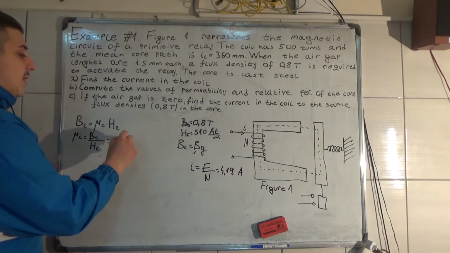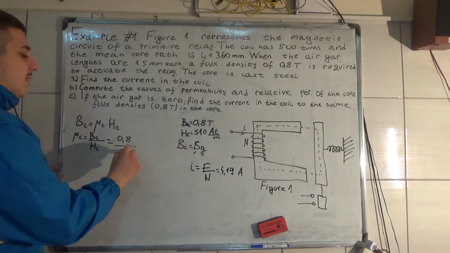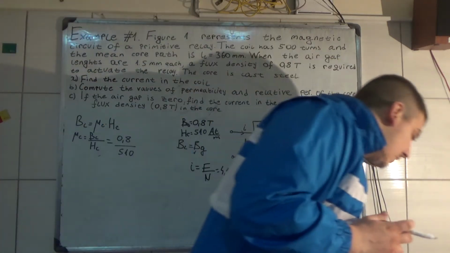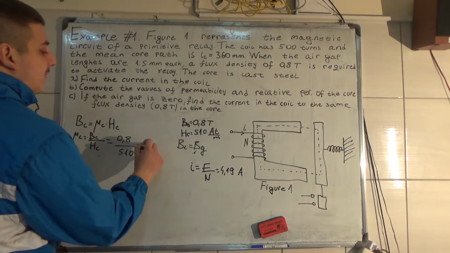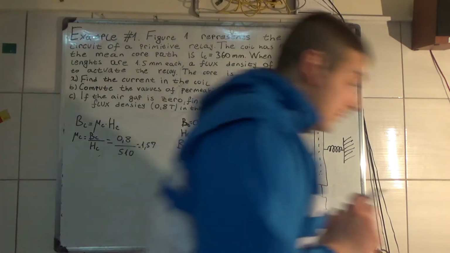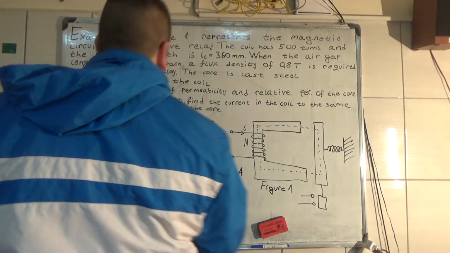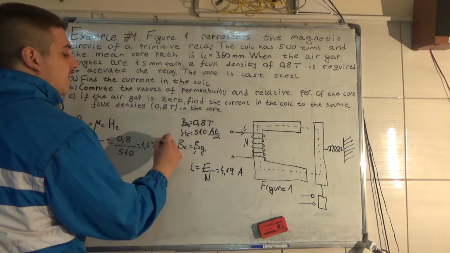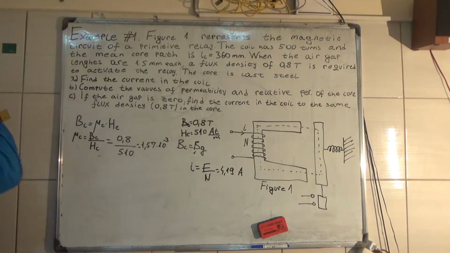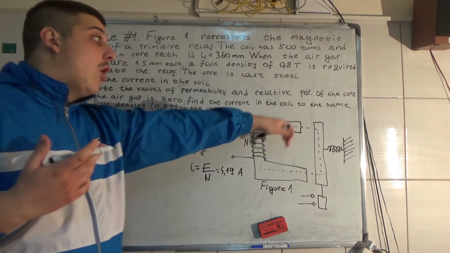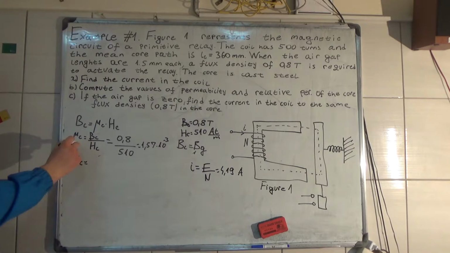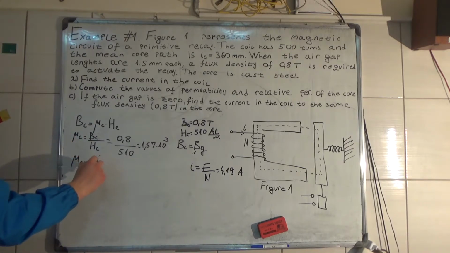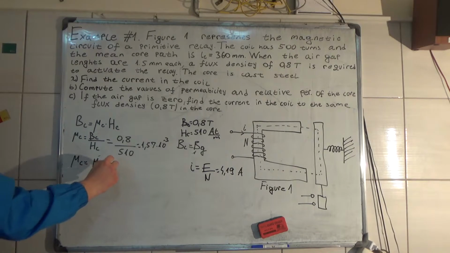That is 0.8 divided by 510. We get 1.57 times 10 to the minus 3 Henry per meter. Now, how can we measure the relative permeability of the core? Well, it's easy. Mu of the core is equal to mu relative of the core times mu 0.